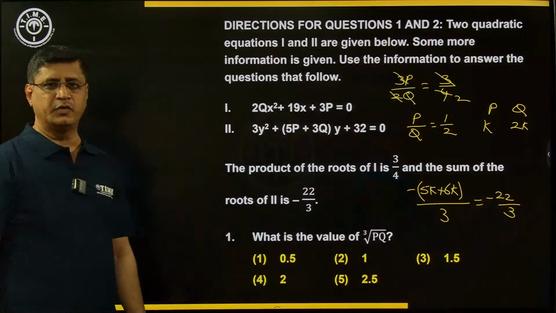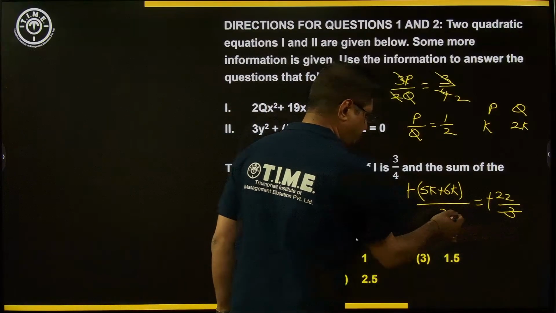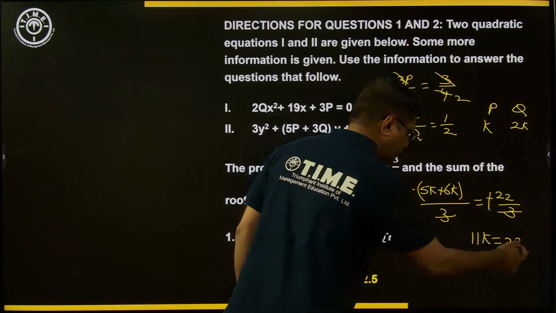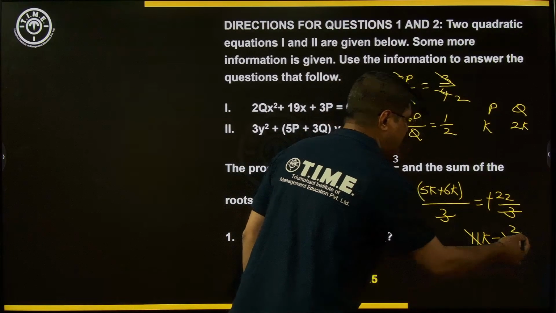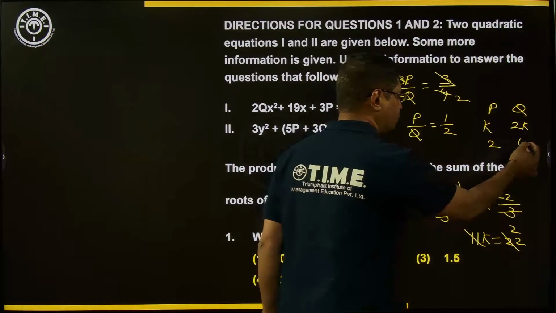Simplify. It will give the value of k. Now minus and minus get cancelled, as well as 3. Now 11k is equal to 22. The value of k is equal to 2. When k is equal to 2, the values of p and q are 2 and 4 respectively.